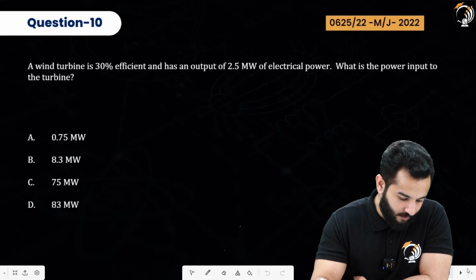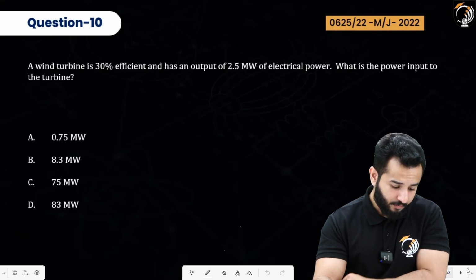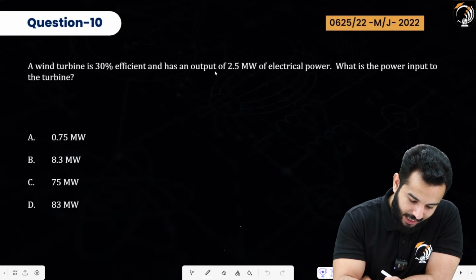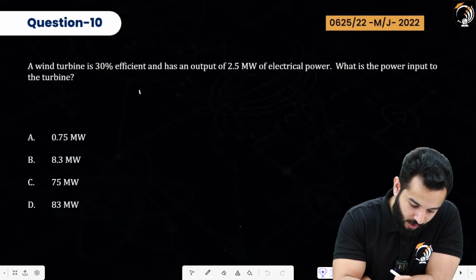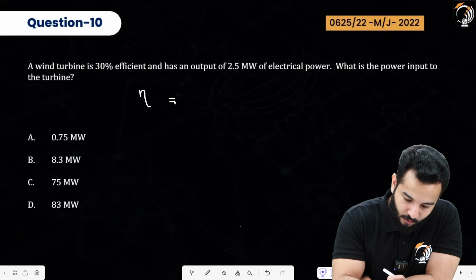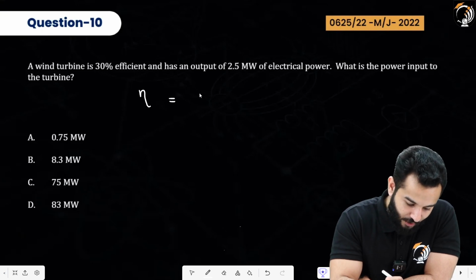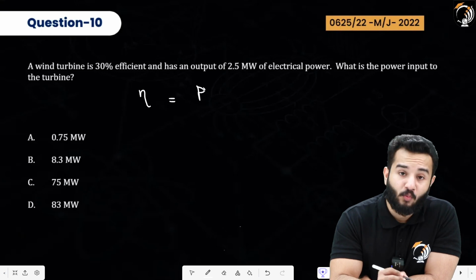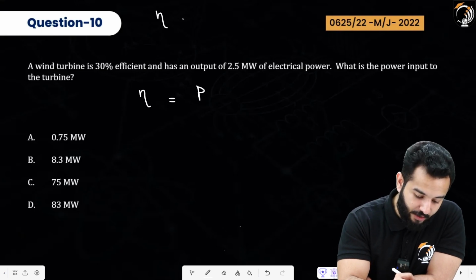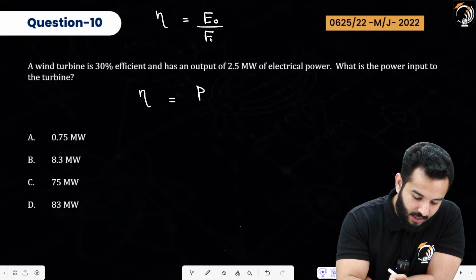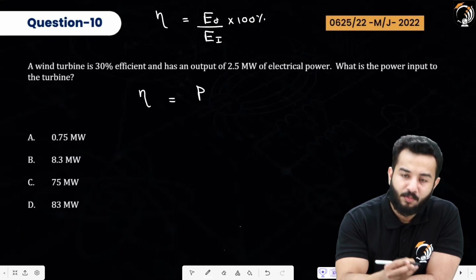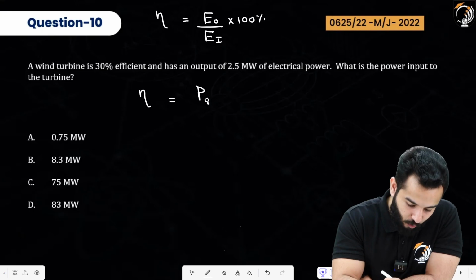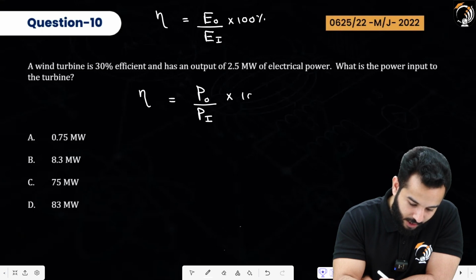A wind turbine is 30% efficient with an output of 2.5 megawatt. So for finding out the efficiency, we are going to just write efficiency is power output. Now we wrote it for energy, but you can also write it for power. We wrote it something like this: output power divided by input power into 100%. Just divided by time, it will get converted into power. So power output divided by power input multiplied by 100%.